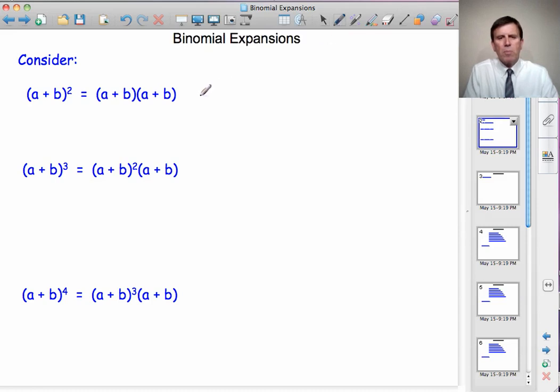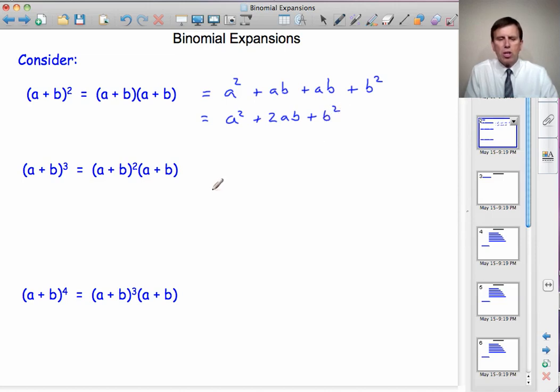That's equal to a plus b multiplied by a plus b, and if we multiply that out, we get a times a is a squared, a times plus b is plus ab, plus b times a is plus ab, and plus b times plus b is plus b squared. Now we can collect like terms together, so I can collect the ab and the ab to give 2ab. So that gives us a squared plus 2ab plus b squared.